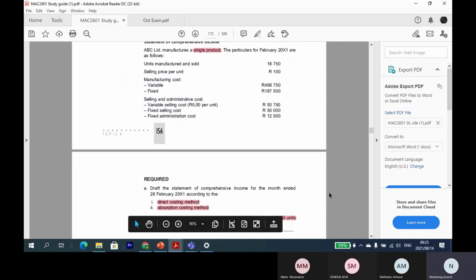So what you're doing is an income statement, direct and absorption. The only thing is that your sales is 15,000 as opposed to 18,750. Okay, cool.